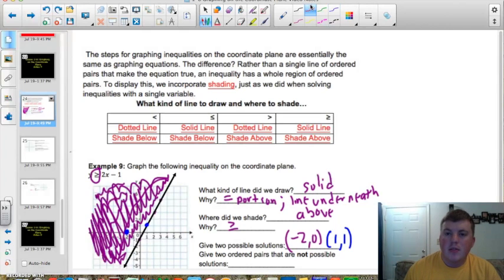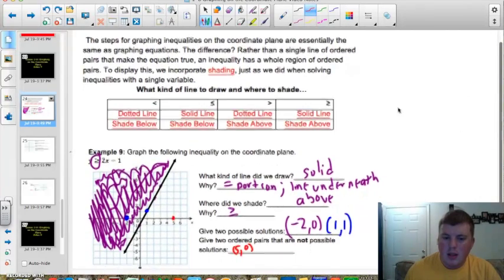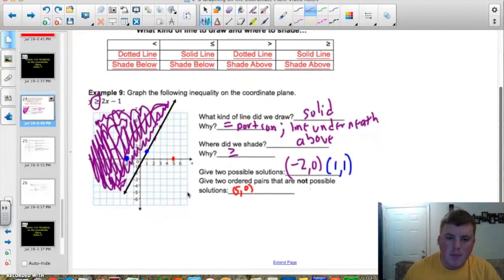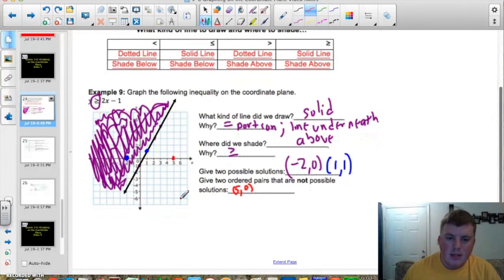Now, if we were asked to give solutions that don't work, we would pick anything outside here that's not shaded. So, for example, we could do (5, 0). And I'm going to scroll down just a little bit so that we can get on there. Or we could do anything else in this region. Let's say, for example, once it stops moving, (6, -6). Anything that is in this region that's not shaded would be something that doesn't work.